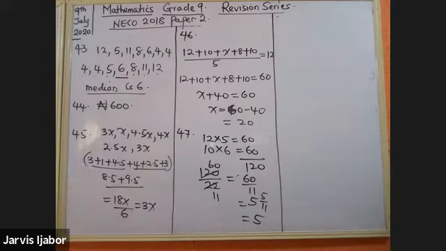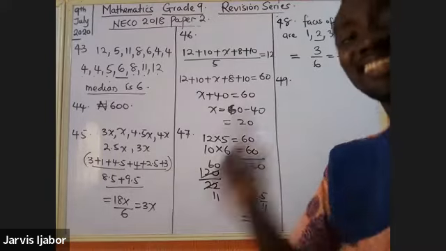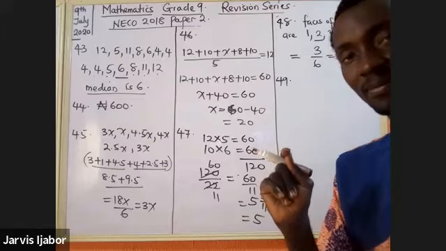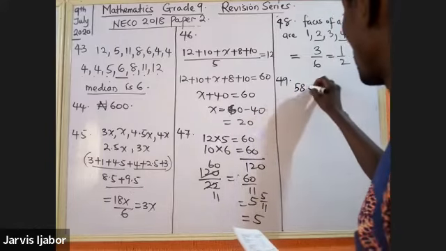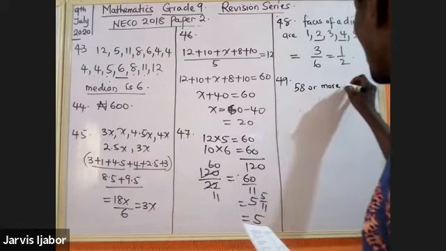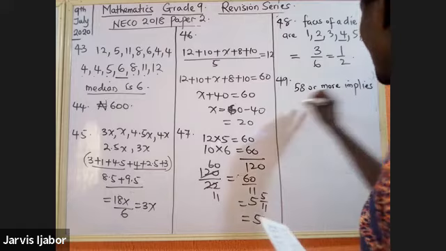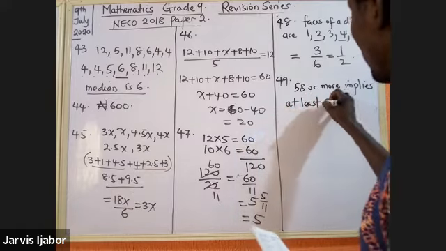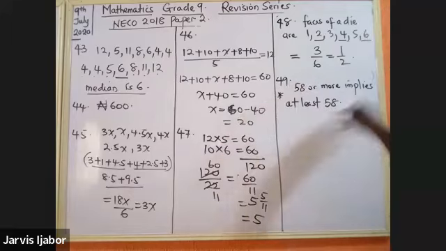In question 49, how many students scored 58 or more? So look at the number here. 58 or more, so check. 58 or more means at least 58. Let me write that on the board. 58 or more implies at least 58. So please take note of this. That's what it means. So we start checking.